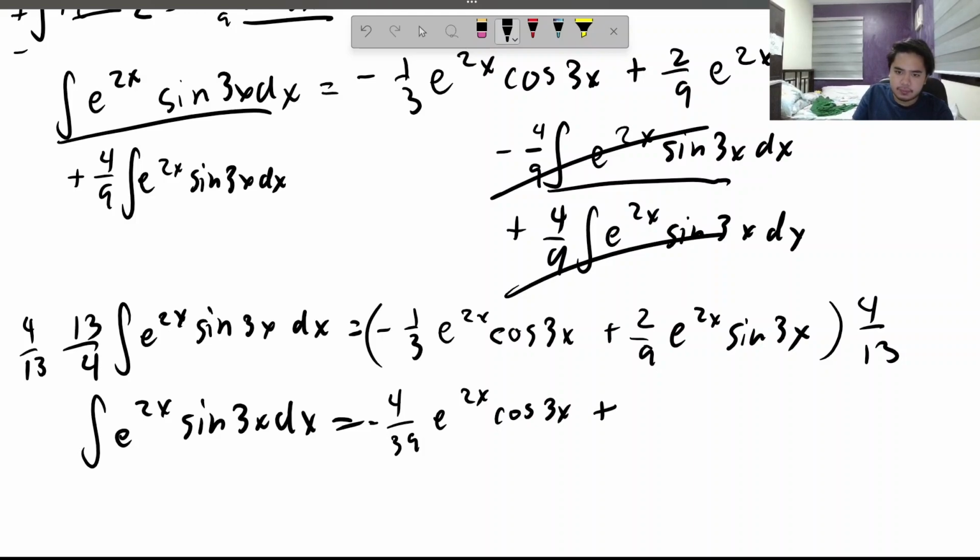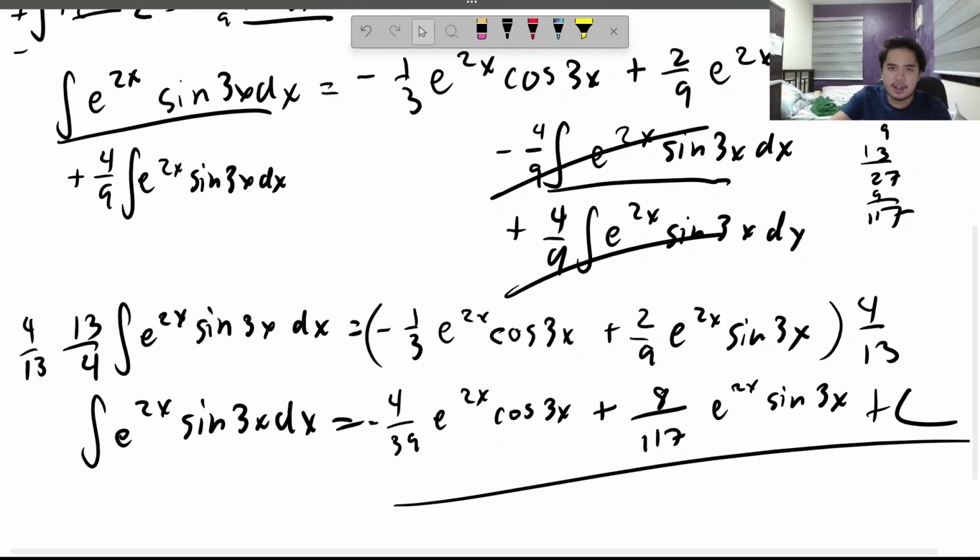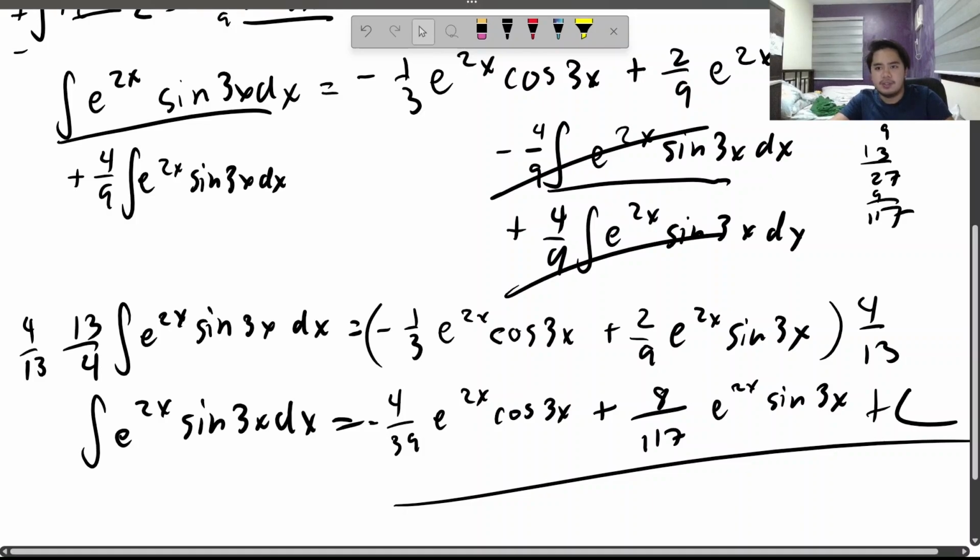Plus 2 times 4 is 8, and then 9 times 13 is 117. E to the 2x sine 3x. Let's see. That's your answer. Very cool.